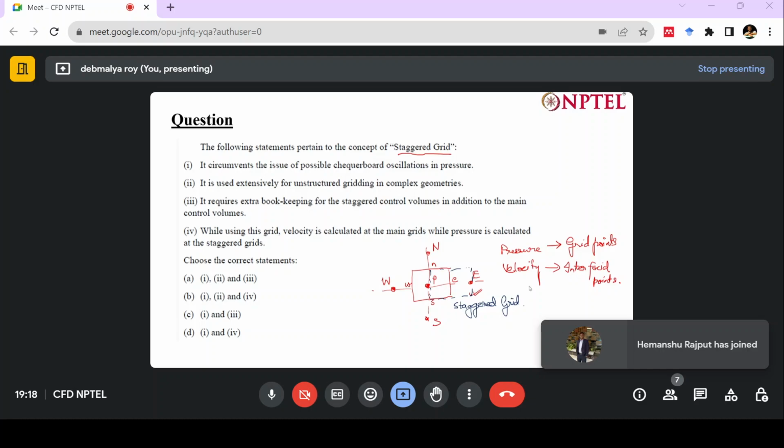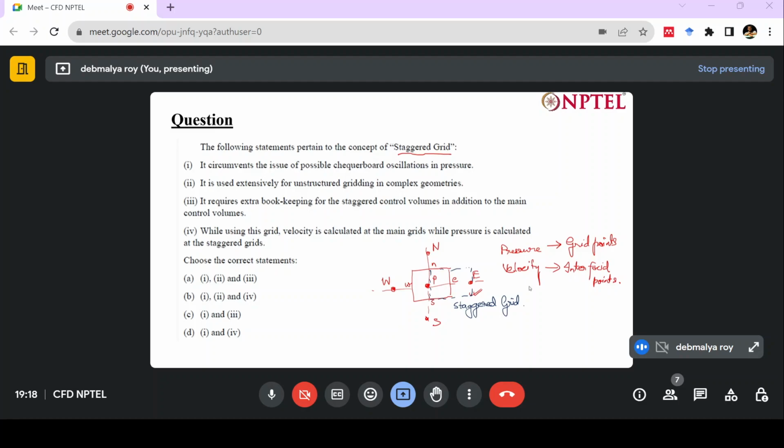What are the advantages of doing this? One advantage is that in the control volume, finite volume approach, we deal with fluxes, and fluxes are intrinsically associated with velocities. So if we want to find the flux at the edges, it will be very helpful if the velocity is also found at the edges. If the velocities are found at the edges, we will get an accurate value of fluxes.